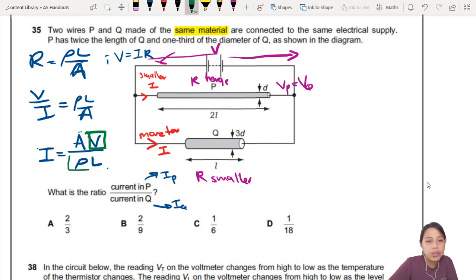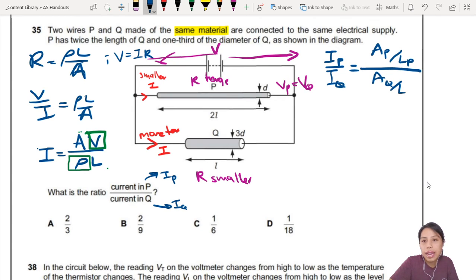Rho, same material, so it's the same. So what's changing is A and L only. Good, I like it. Let's divide IP over IQ to find the ratio. The rest of the constants will just cancel out top and bottom. What's left is area of P over length of P, and area of Q over length of Q. I rearrange a bit: AP LQ on top, and then down there will be AQ LP. Area is pi r squared, right?